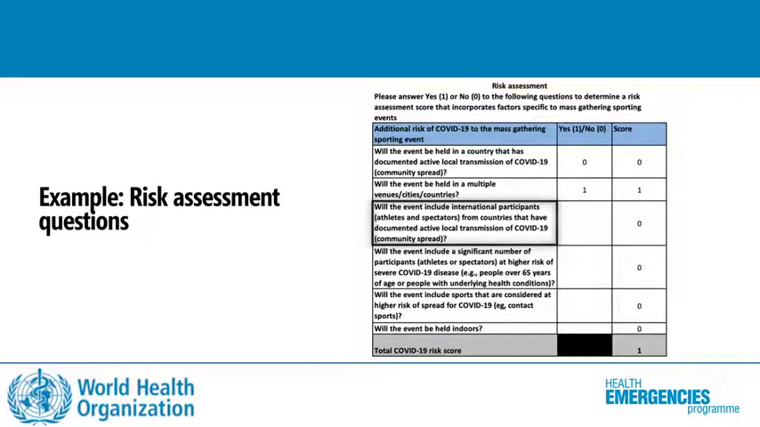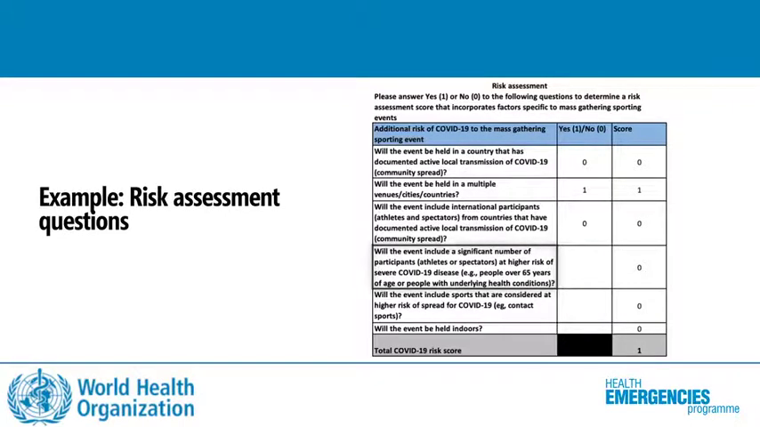Question 3. Will the event include international participants, that's athletes and spectators, from countries with documented active local transmission, or in other words, community spread? No. As this is a national championship, there is no planned international participation, so we can give this question a score of 0 to indicate no.